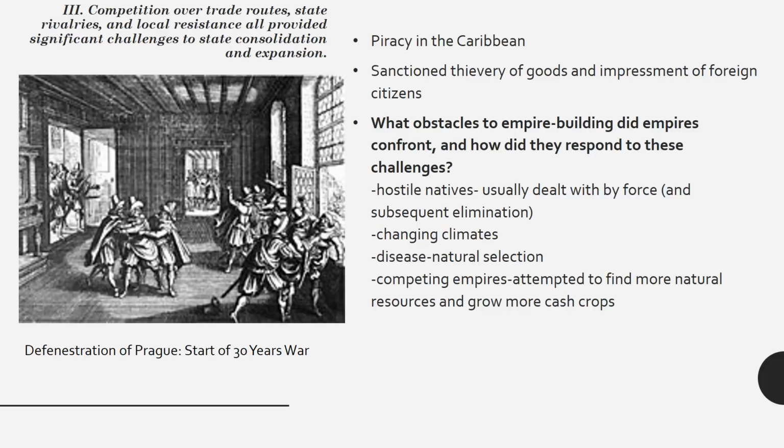Looking at Roman numeral 3 here, we have competition. Competition over trade routes and state rivalries is going to be important. And looking at things like maybe piracy in the Caribbean. Once again, we're trying to stick to England and the Dutch, so there are lots of other examples for this time period and this Roman numeral here for the French, Spanish, and Portuguese, and some of your land-based empires. But we're going to try to stick to our focus here.